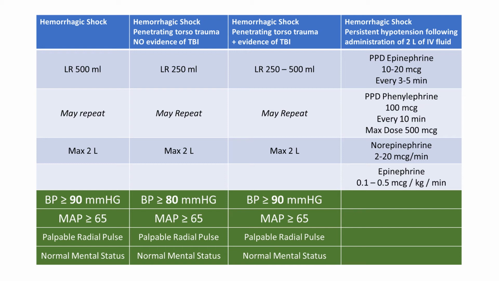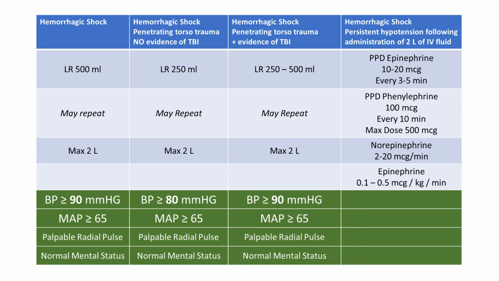When treating hemorrhagic shock from penetrating torso trauma with no evidence of TBI, administer lactated Ringer's 250 milliliters, which may be repeated to a maximum of 2 liters. Bring the systolic blood pressure to greater than or equal to 80 millimeters of mercury with a MAP of greater than or equal to 65. Return of palpable radial pulse, and a return to normal mental status.